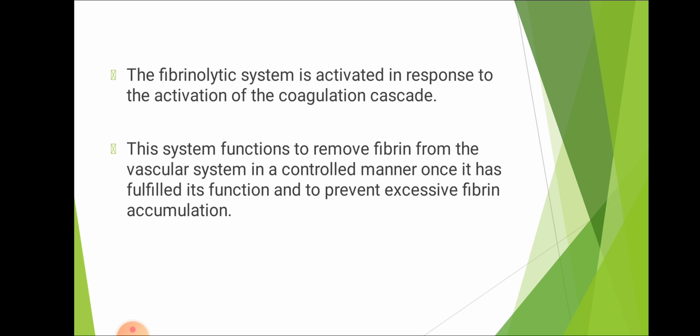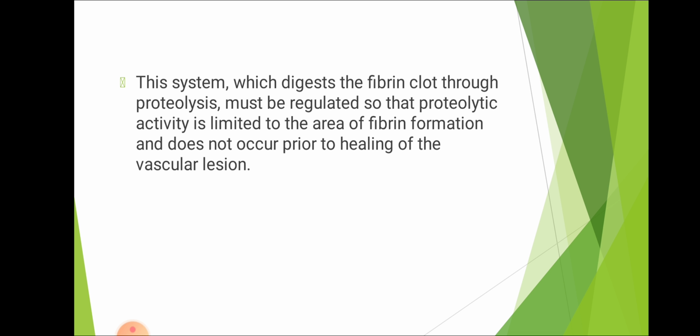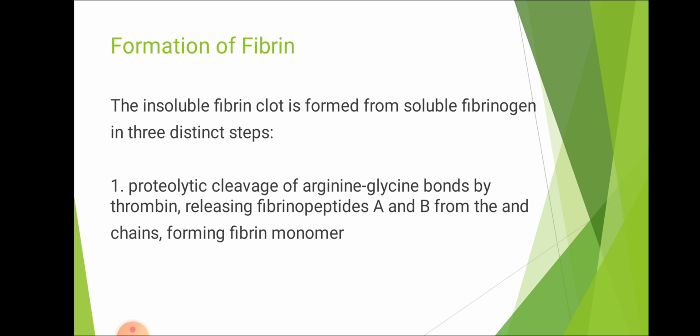The fibrinolytic system is activated in response to the activation of the coagulation cascade. This system functions to remove fibrin from the vascular system in a controlled manner once it has fulfilled its function and to prevent excess fibrin accumulation. This system, which digests the fibrin clot through proteolysis, must be regulated so that proteolytic activity is limited to the area of fibrin formation and does not occur prior to the healing of the vascular lesion.